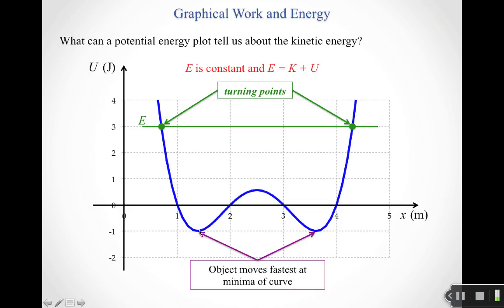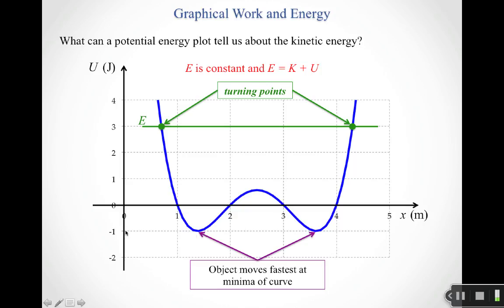So notice that part of what happens here is as I come lower and lower in the curve, that means that the potential energy becomes less and less, which means the kinetic energy becomes more and more. So the larger the kinetic energy is, the faster my particle has to move. So at these particular minima here, my particle is moving as fast as it ever will, because that's the point where the potential energy is lowest.